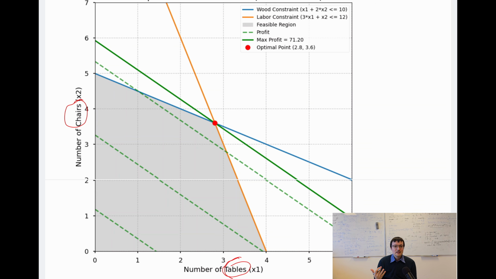And to build chairs and tables, we have different combinations of these resources. For instance, building a chair requires less wood than building a table, but it requires more labor because it's a more complicated object. So we may have constraints on how much wood and how much labor we have available, right? Because, of course, that's a limited resource. And the way in which we consume these resources will depend on how much labor and how much wood is required to build each one of these items.